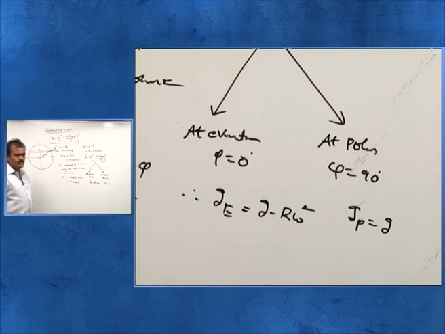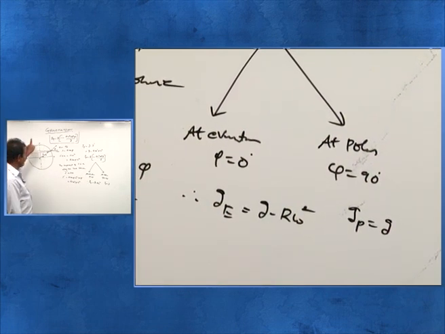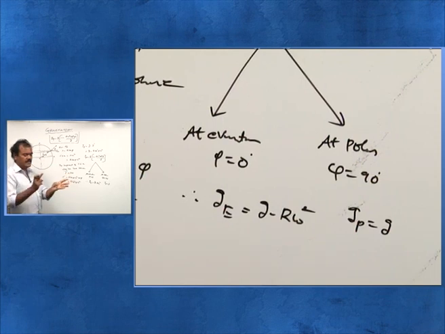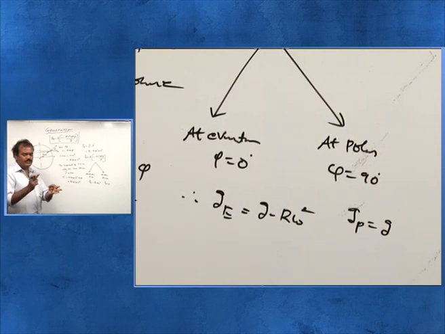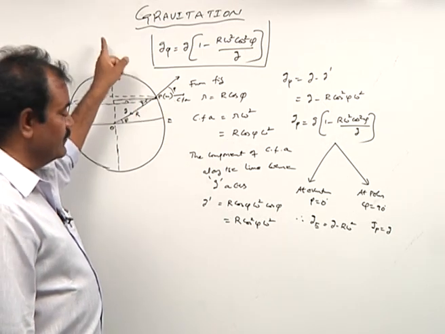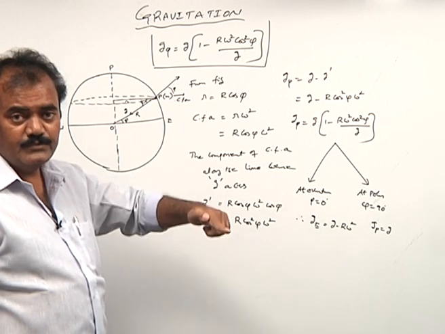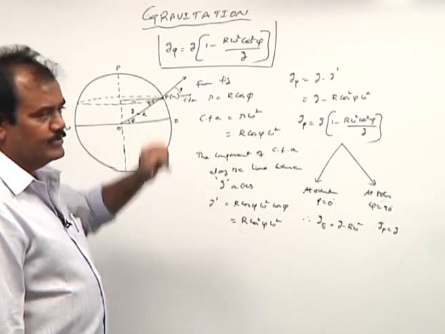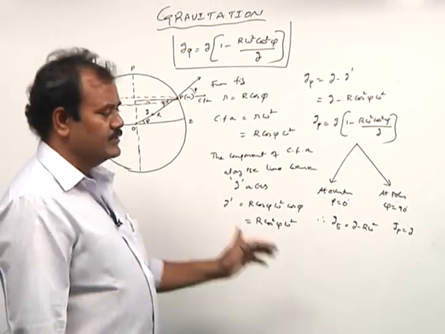So far we have completed the variations of small g: the effect of altitude, the effect of depth, and thereafter the effect of latitude. We can continue in the next class also.